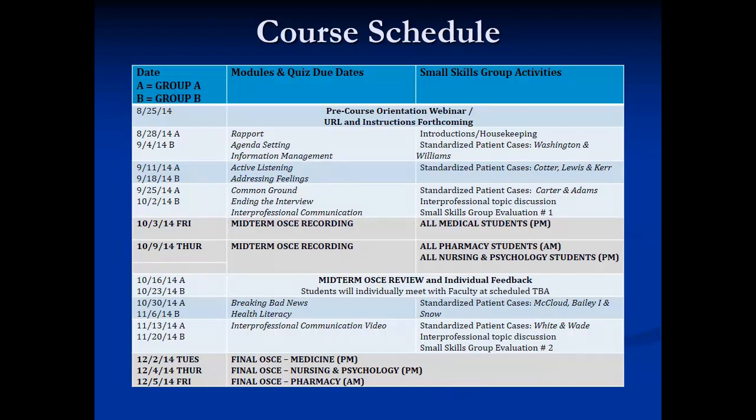So the take-home message to this particular calendar is this. Number one, you need to know which group you're in. Are you in Group A or are you in Group B? Because that's going to determine which day you're meeting in your small skills group. And number two, you need to know which of the module quizzes are due prior to meeting in your small skills group. And again, these quizzes for the modules must be completed prior to you attending your small skills group.